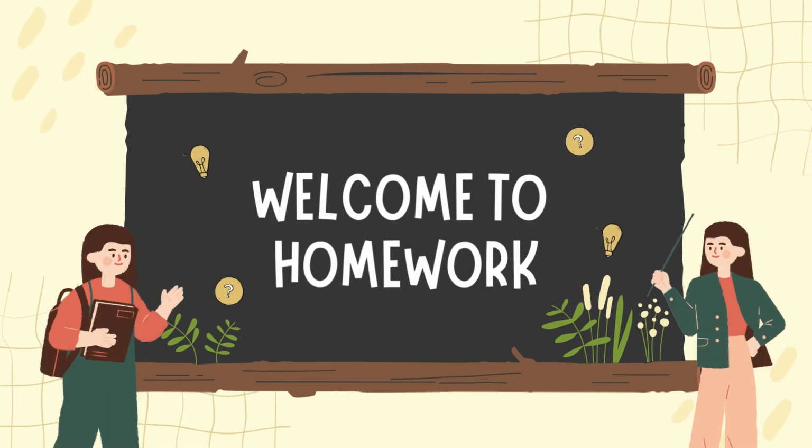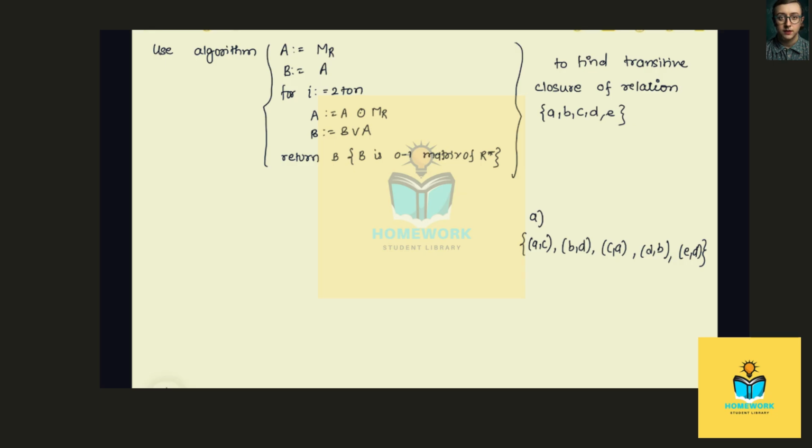Welcome to homework. Okay, so the question is, we need to use the given algorithm to find the transitive closure of the relation between A, B, C, D and E, where A is given as this relation. Okay, so let's form MR first, that is the matrix of relation.